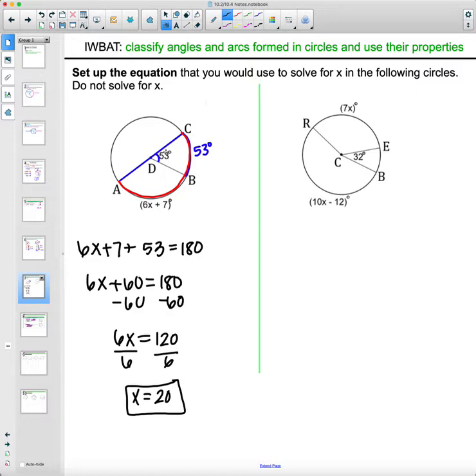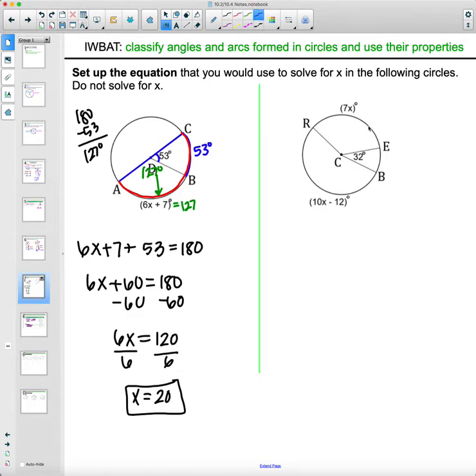Another way you could have done that problem is just figuring out this angle right here. So you could have done 180 minus 53 right away, and you'd have gotten 127 for this angle right here, which then would be the same as this. So you could have set this equal to 127 as well. Either way will get you x equals 20 if you do it correctly.